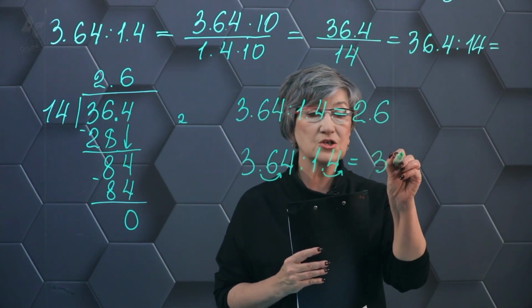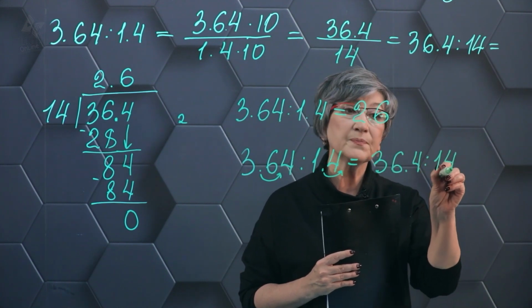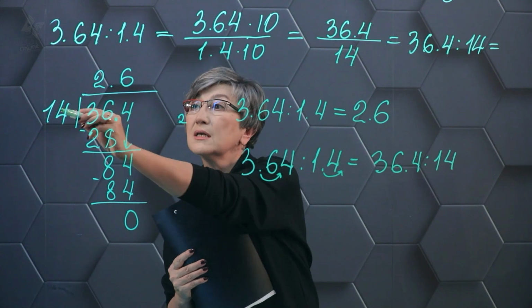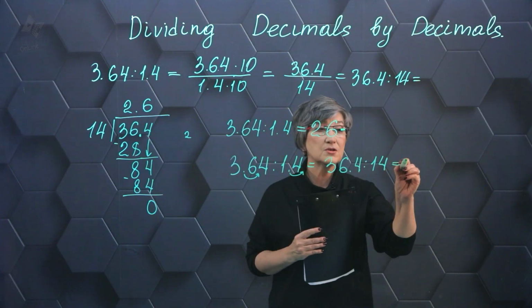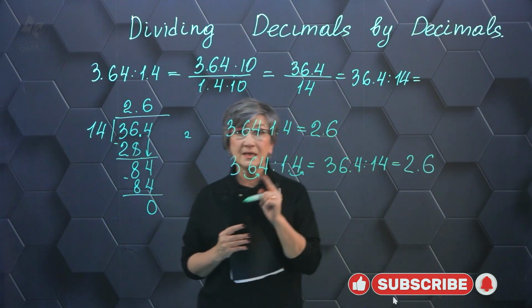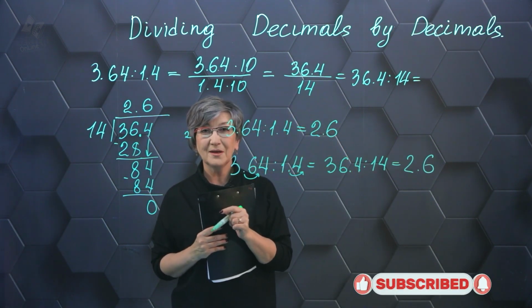I divide by 14. This is the action I performed. I divided 36 whole 4 tenths by 14 and the result is 2 whole 6 tenths. Applying this algorithm, you will always be able to divide a decimal fraction by a decimal fraction, and that's all for today.